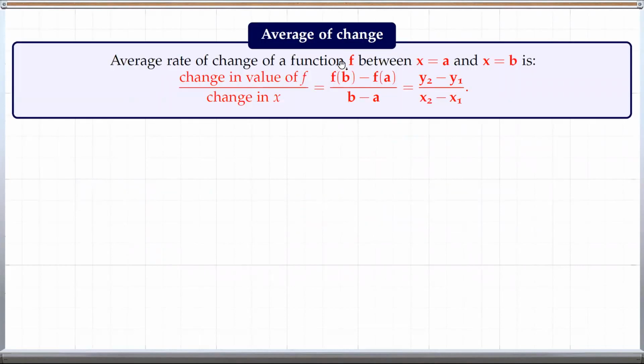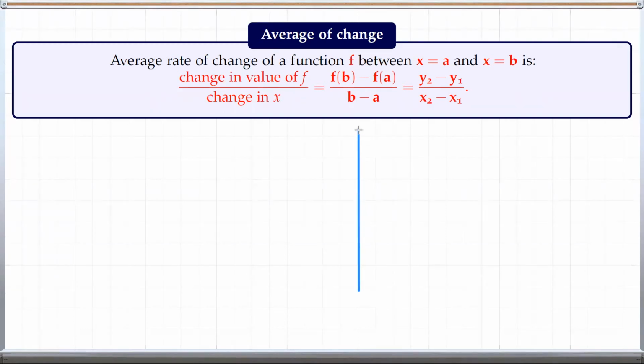So here is the formula for average rate of change of a function f between x equals a and x equals b. Basically, given function f, we want to find change in f, which is given by f of b minus f of a. And then in the denominator, we have change in x, which is b minus a. In other words, we can write that as y2 minus y1 over x2 minus x1. So this formula will give us average rate of change of a function.